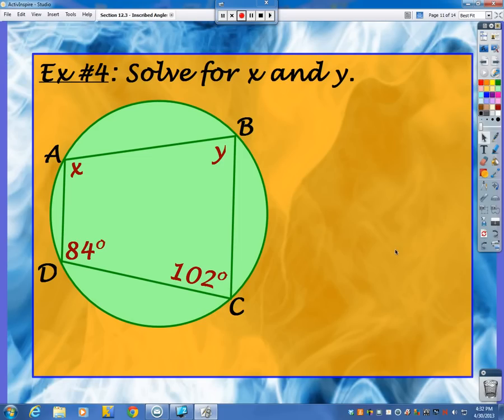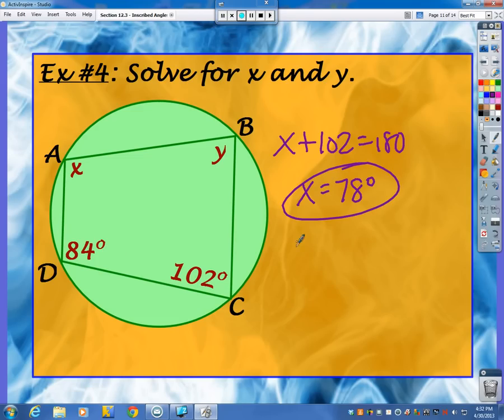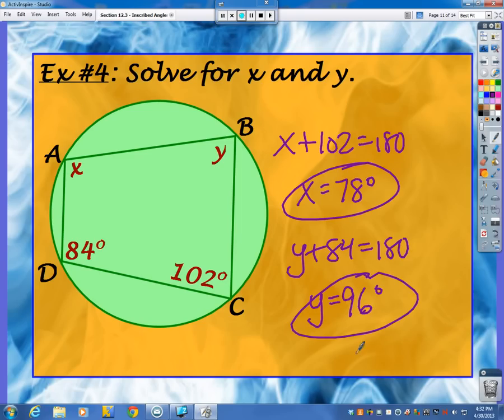Number 4, this uses the third corollary. We have a quadrilateral that is inscribed in a circle. So we said opposite angles were supplementary. So we know x and 102 must equal 180. So subtract 102 from 180 and get 78 for x. And the 84 and y must be supplementary. So subtract 84 from 180, and y is going to give me 96 degrees.